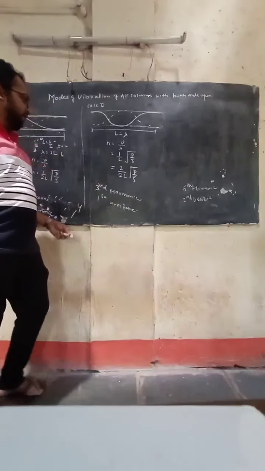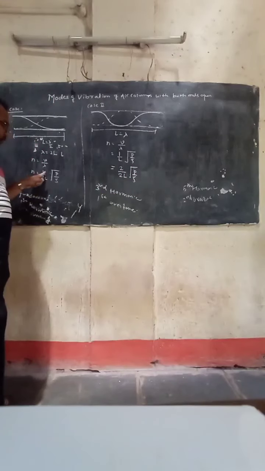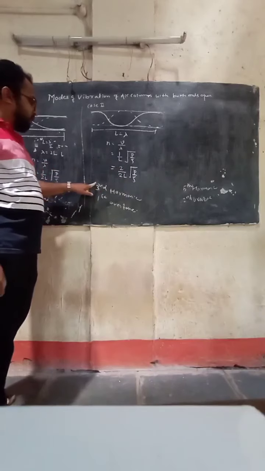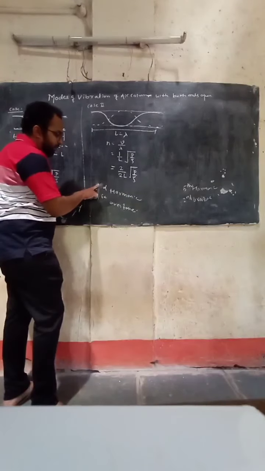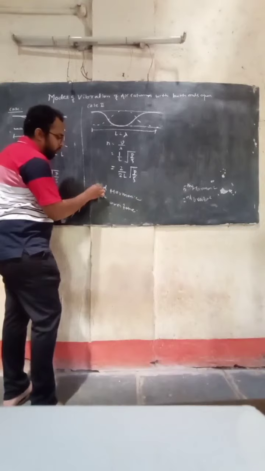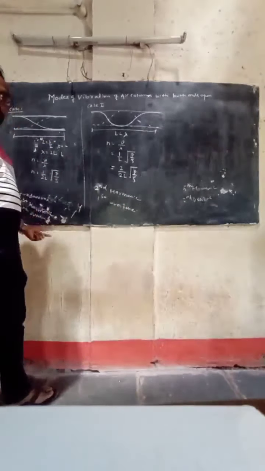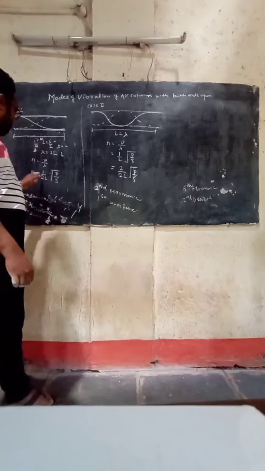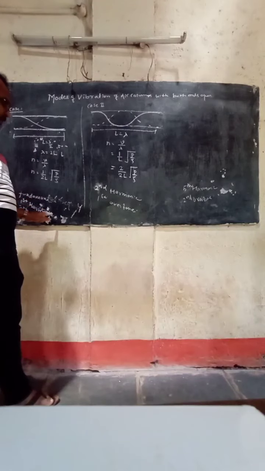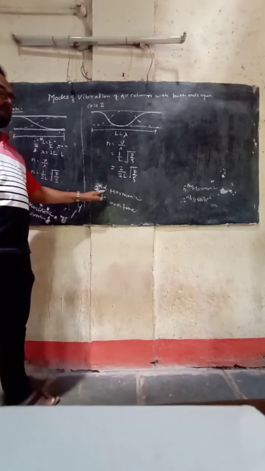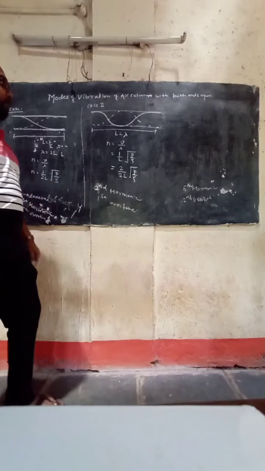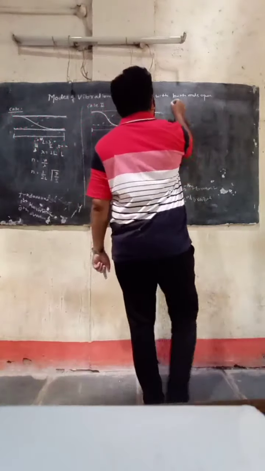Now we can say, if we compare these two, here it is 1, here it is 2, then I have to write here second harmonic. As this is the zeroth overtone, this is the first overtone, but here it is 1, that's why this is first harmonic, here it is 2, that's why it will be second harmonic. Now case 3.